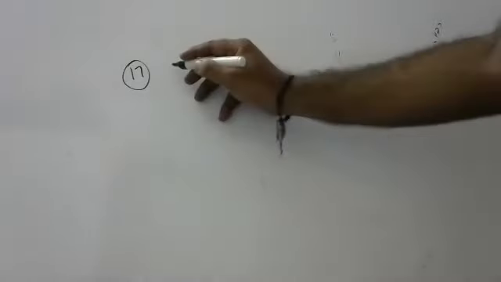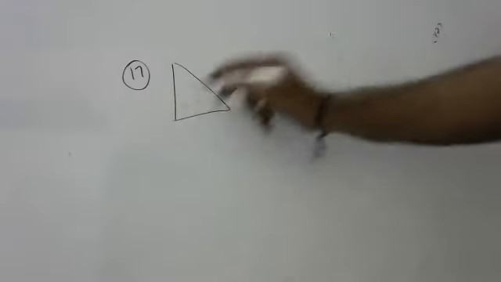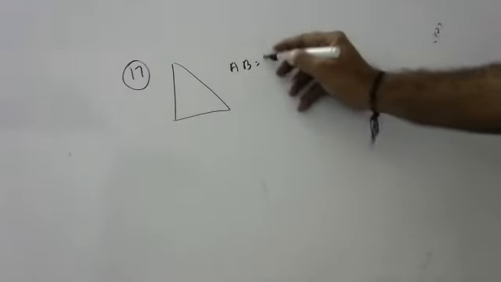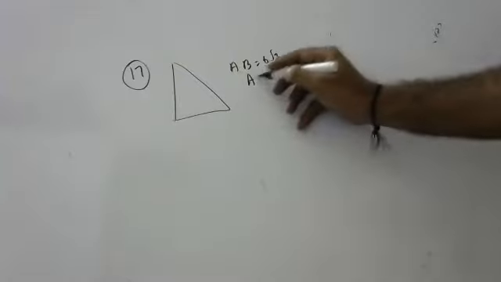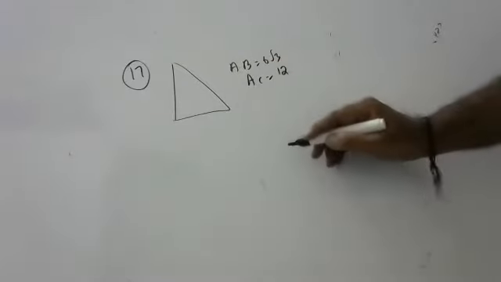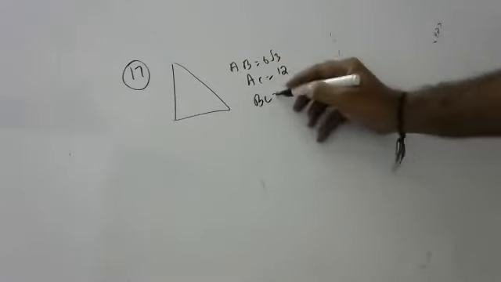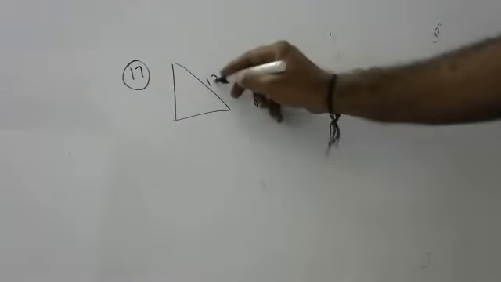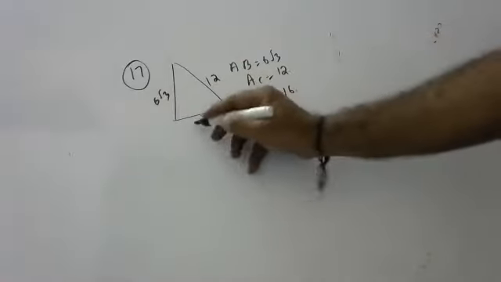So, 17th sum is there like this, children. In triangle ABC, AB is 6 root 3 centimeters, AC is 12 and BC is 6. The longest side we'll put here, and the other two here.